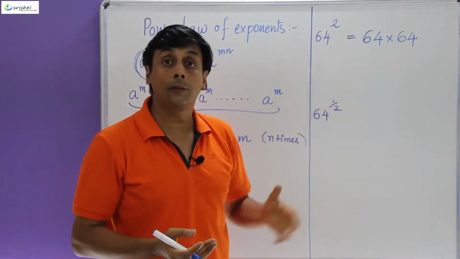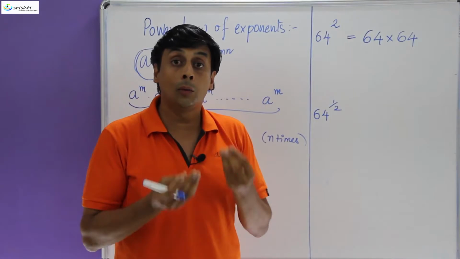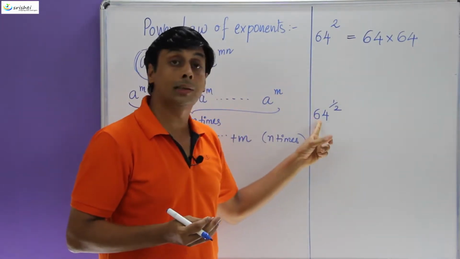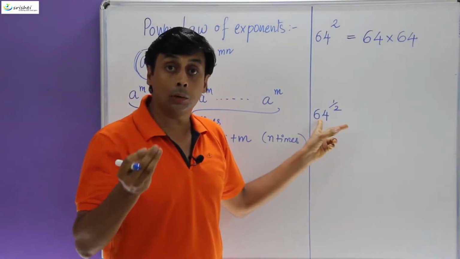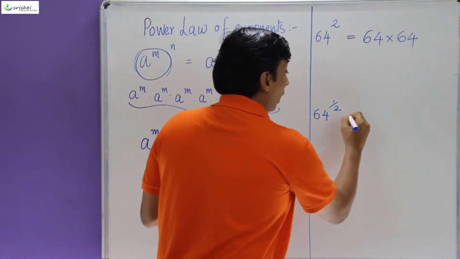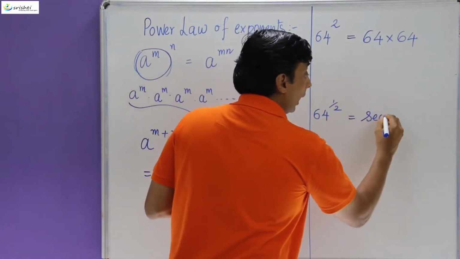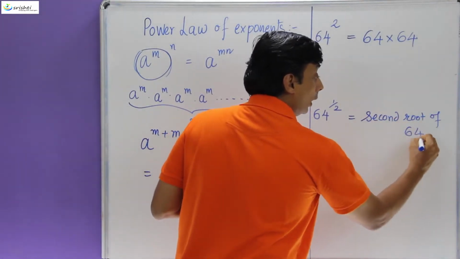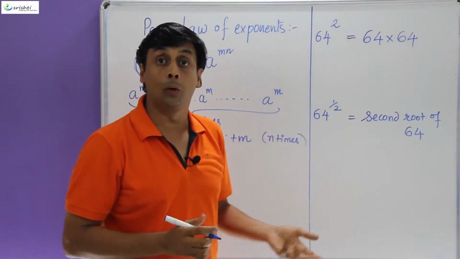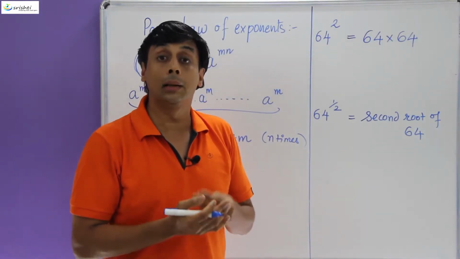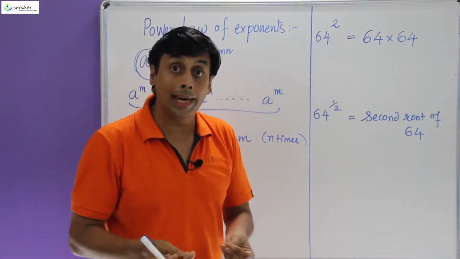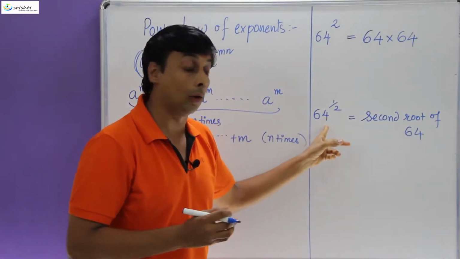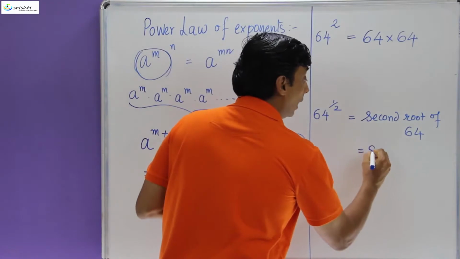64 raised to half is a method of finding a number whose square is going to be 64. So basically what we are trying to find here is the second root of 64, or it is also called the square root of 64. Basically we are trying to find the number whose square, or which multiplied by itself, gives you 64, and that number happens to be 8.